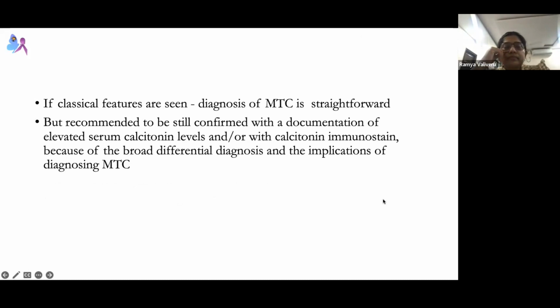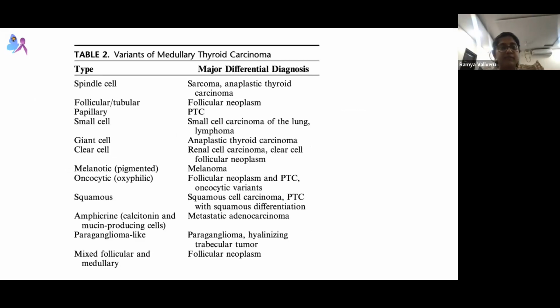And if classical features are seen, of course, MTC is very straightforward, but it is recommended to still confirm it with the documentation of serum calcitonin, because there could be a broad differential diagnosis. And we know the implications of diagnosing MTC beforehand, because of the extent of surgery and all. So it's important that we have the confirmation.